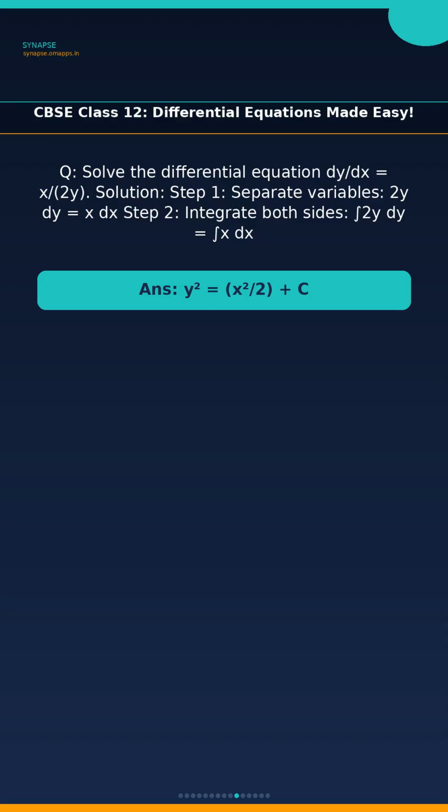Let's work through an example. Q. Solve the differential equation dy/dx equals x/2y. Okay, first separate the variables: 2y dy equals x dx. Then, integrate both sides. The integral of 2y dy equals the integral of x dx. The answer is y squared equals x squared by 2 plus c. See how easy that was?